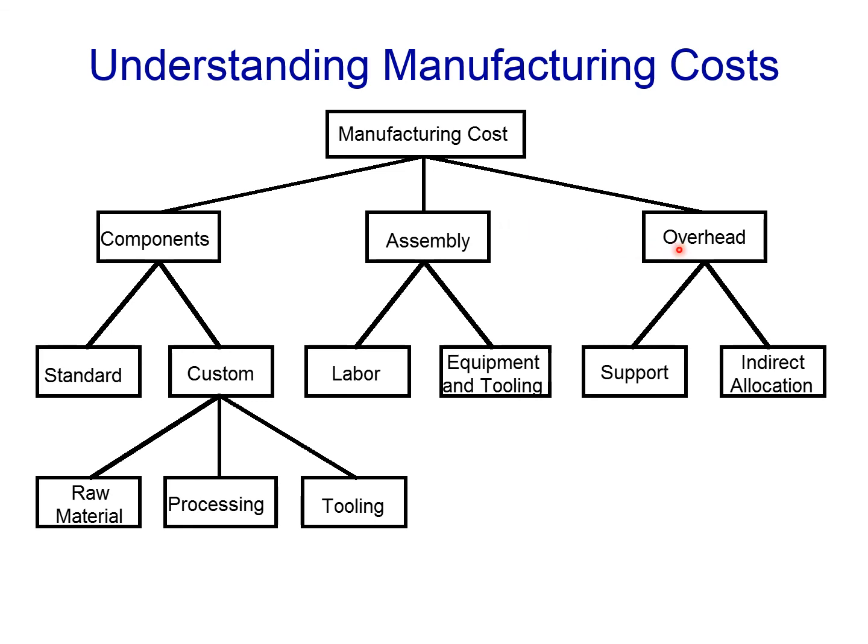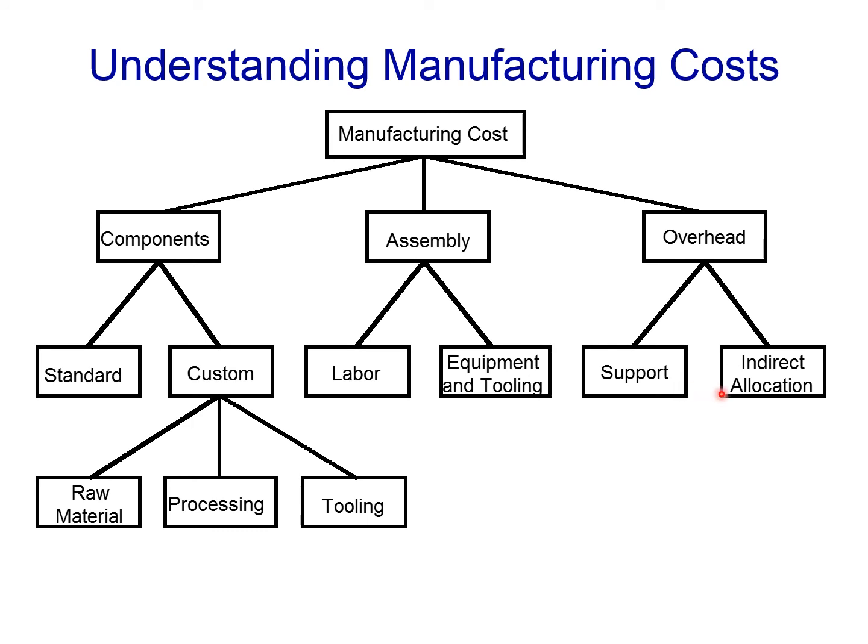Overhead costs are all other costs not included in components or assembly. These are usually divided into two categories: support costs and indirect allocations. Support costs are costs of support systems required to manufacture the product, but usually shared with other product lines, such as material handling cost, purchasing cost, shipping, and receiving.